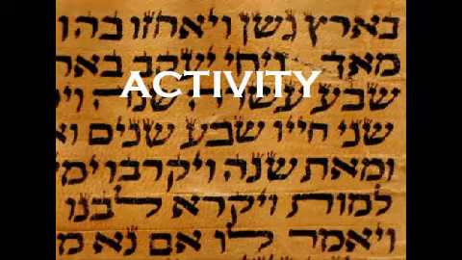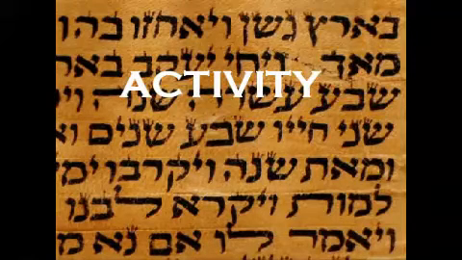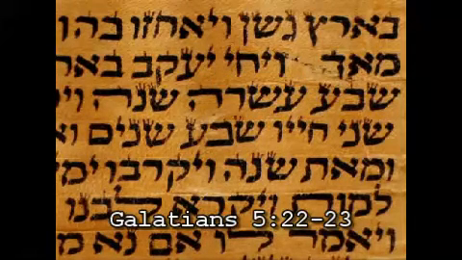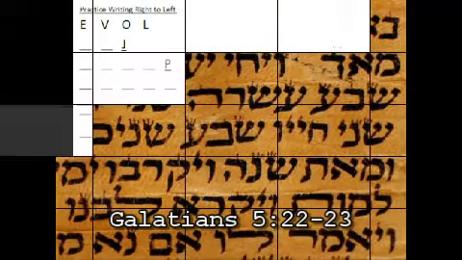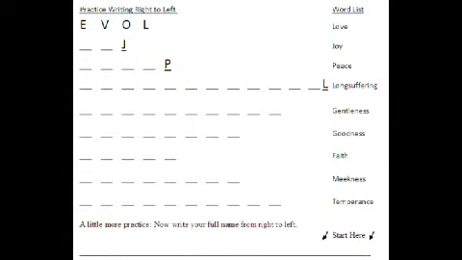First, let's train our eyes by writing the fruit of the Spirit found in Galatians 5, verse 22 through 23, from the right to the left. On this page, the first one is done for you, and then the next 3 include the first letter. At the bottom of the page, you will have a chance for a little more practice by writing your full name from right to left.